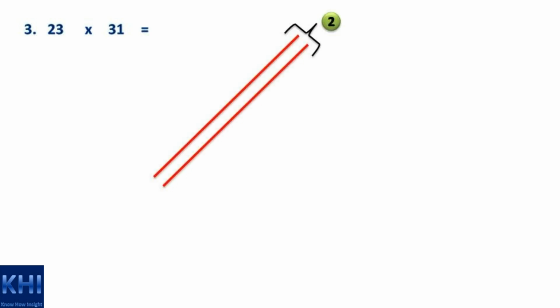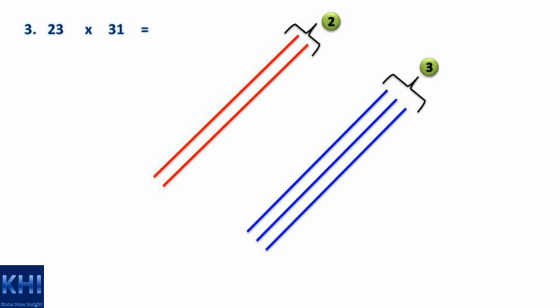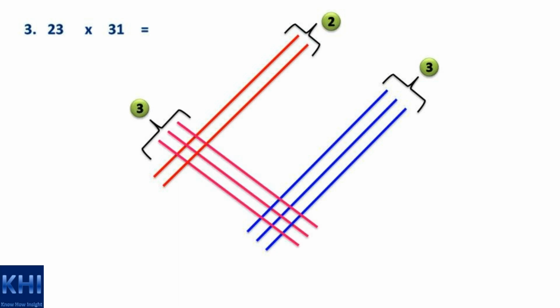Example 3. 23 multiplied by 31. In 23, 2 is your first number, so draw 2 slanting lines, and 3 is your next number, so draw 3 slanting lines. Now let's draw a set of lines for 31. In 31, 3 is your first number, so draw 3 slanting lines downward, and 1 is your next number, so draw 1 slanting line. Now let's mark all the intersecting points.